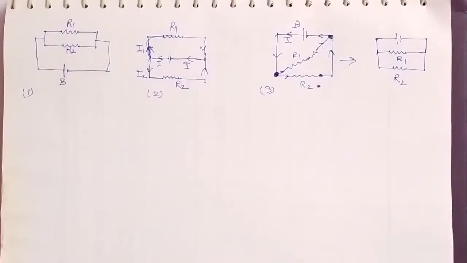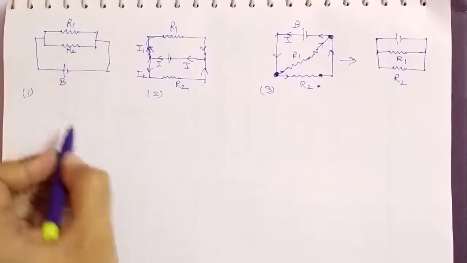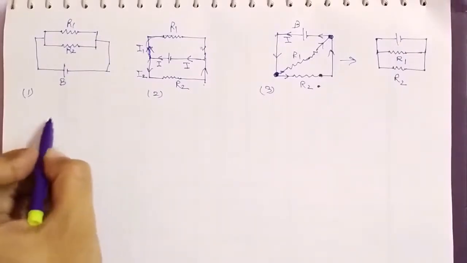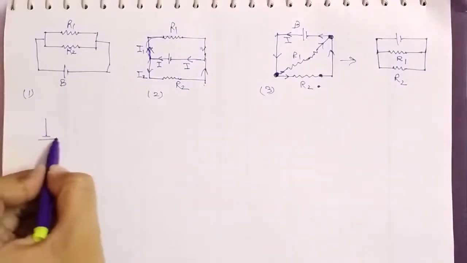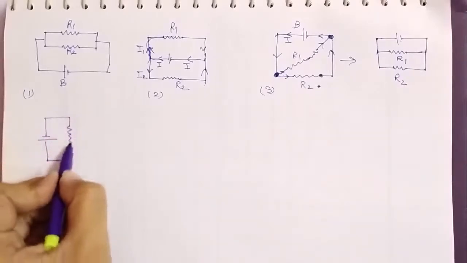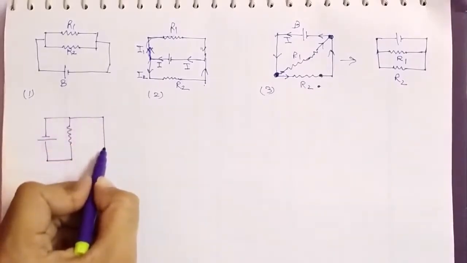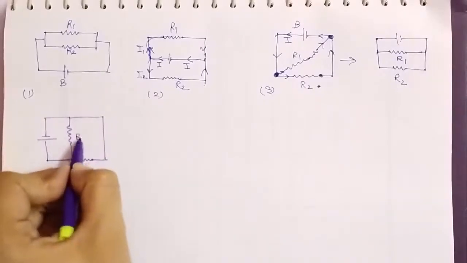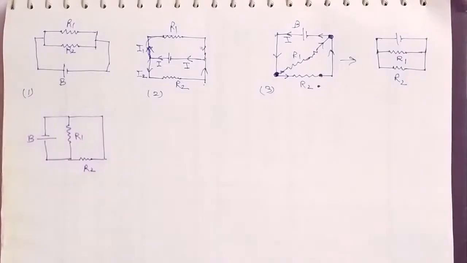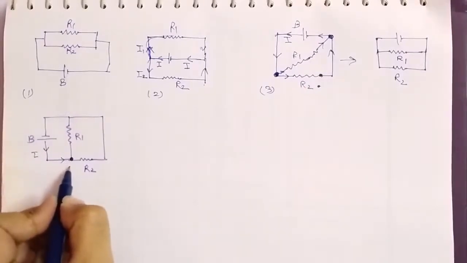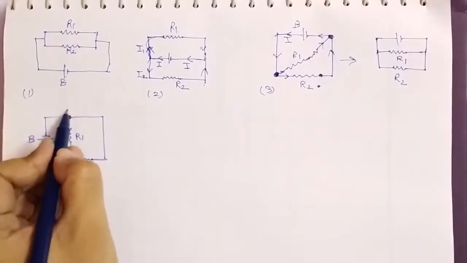Okay, let's take one more example. I want to take one more example, that if the connection is given like this. So this is our R2 and this is our R1, this is the battery. So again we have this type of configuration. Let's see if a current I is going. You see here we got a junction, let's name it P and let's name it Q.